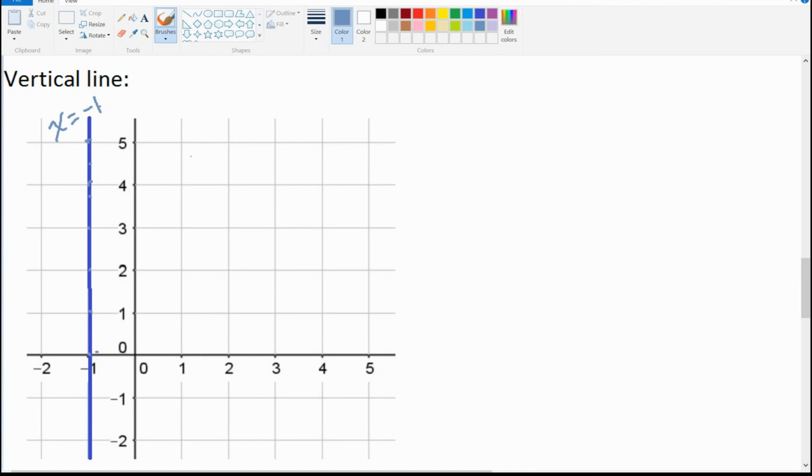-1. You have a different question to do in your notes, but it's the same idea. Whatever that number is, say this number was -2, then the line would be over here at -2.